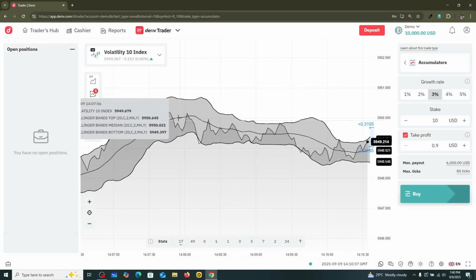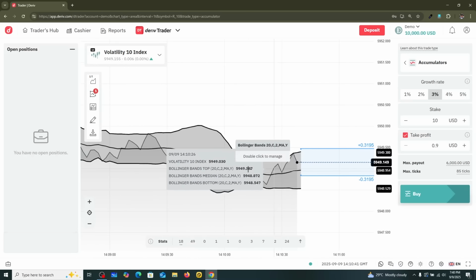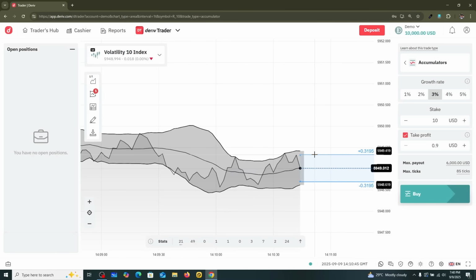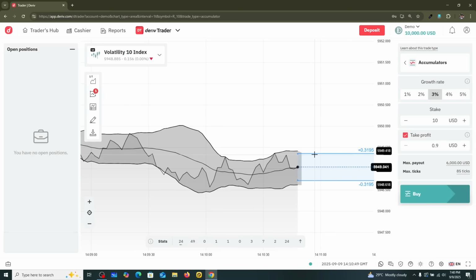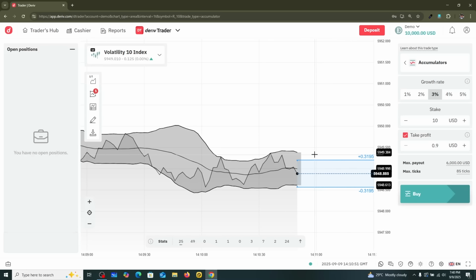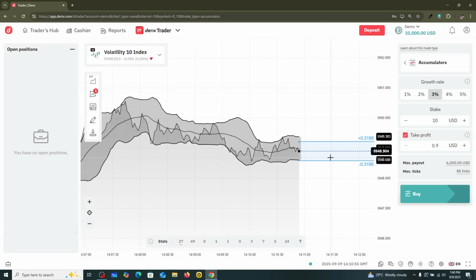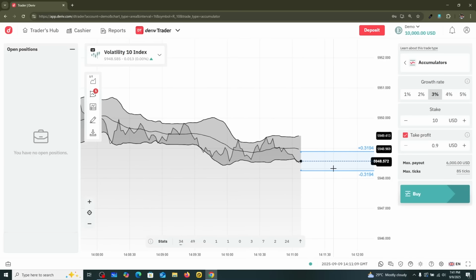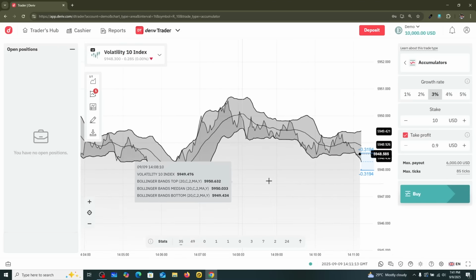Sometimes you can see that these two lines are very much bigger, but sometimes the barrier is getting smaller than the growth rate. I mean the two barriers in the accumulator. So that's what we are looking for, and we need the market to go horizontally. We have to wait for the market to go horizontally, not highs, not lows.